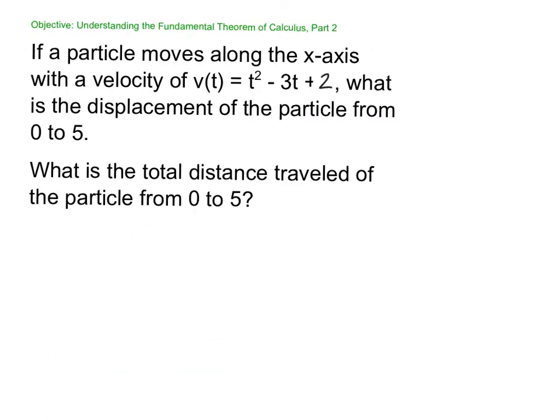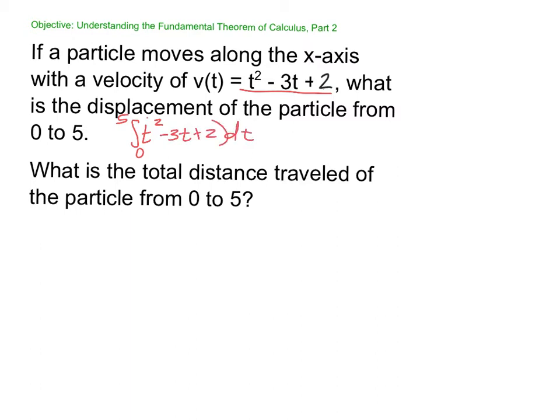Okay, so we have a particle with a velocity of t squared minus 3t plus 2. What is the displacement of the particle from 0 to 5? So that's just our integral. Right, displacement is the antiderivative. So the integral of t squared minus 3t plus 2 dt.